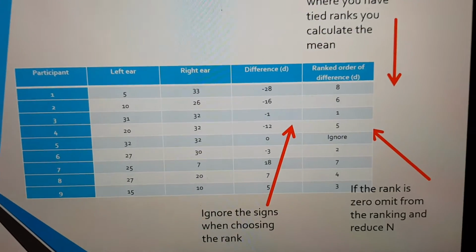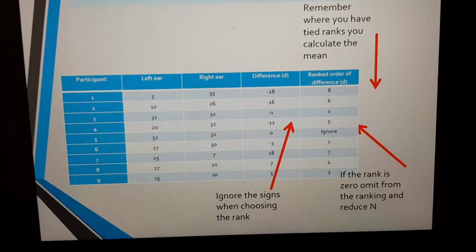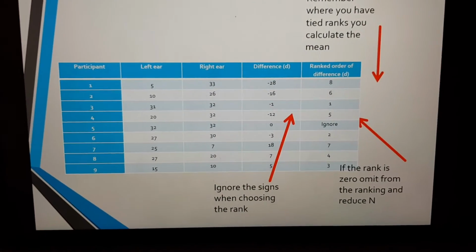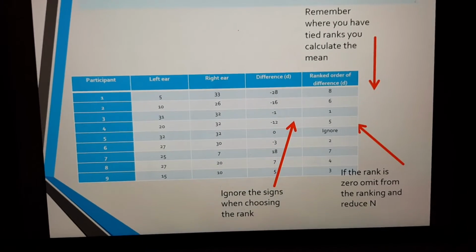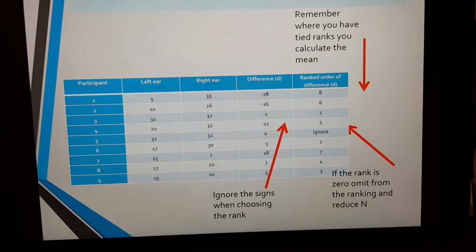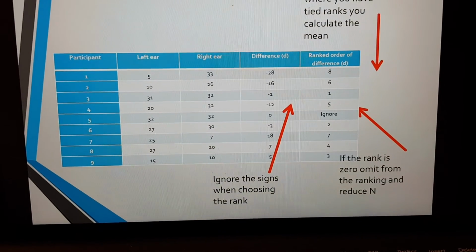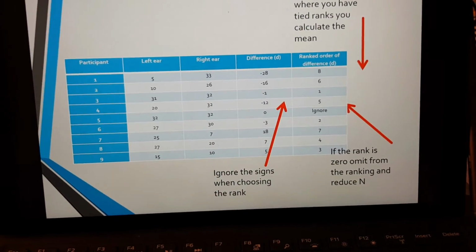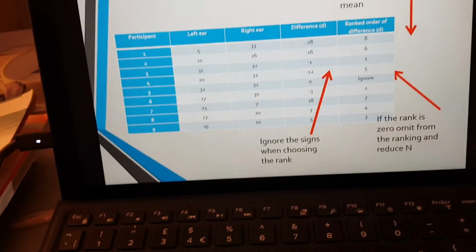Okay, so in this instance, we've got 9 participants. We're discounting one of our scores, so when we go to N later, it's going to be 8, not 9. You need to remember that rule. Similarly, as I've said previously, remember your tied ranks. There are none here in this particular instance. And remember to ignore the signs when you do your ranking. You do need them for the next step though. You do need to go back to them.